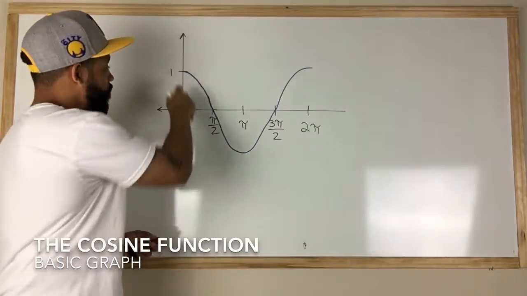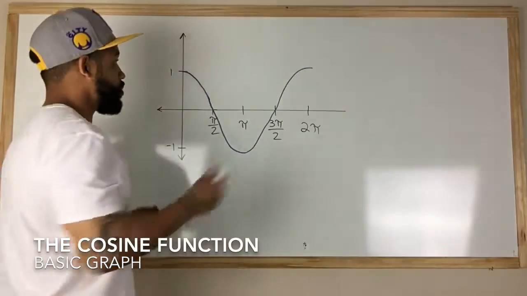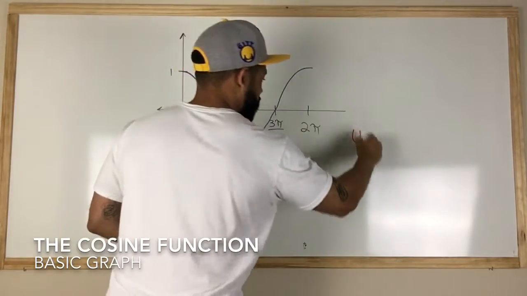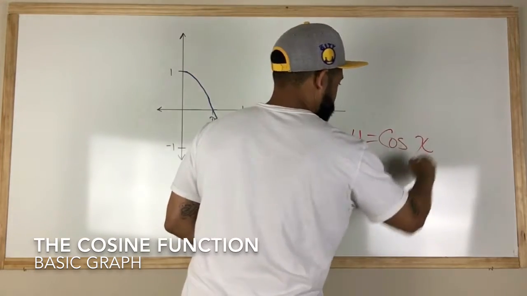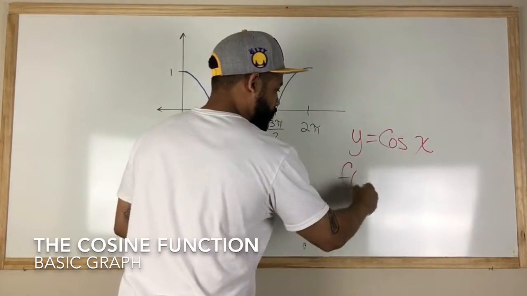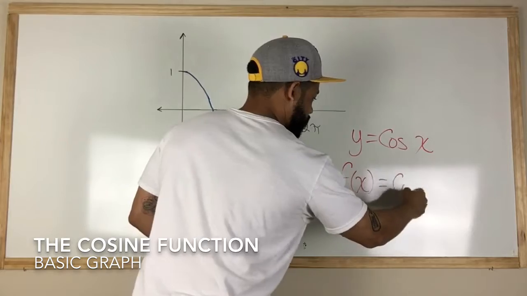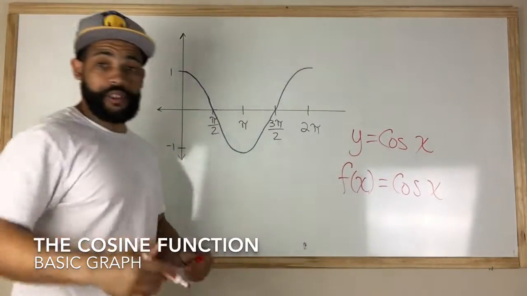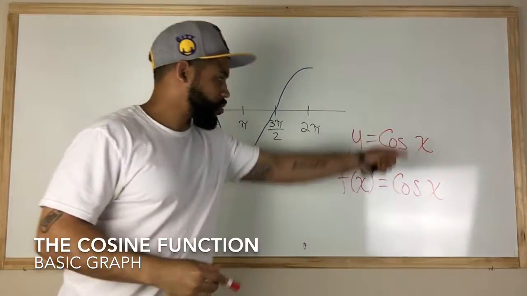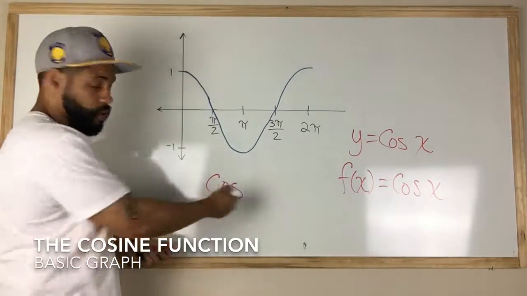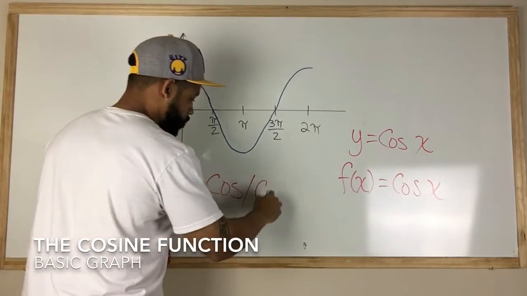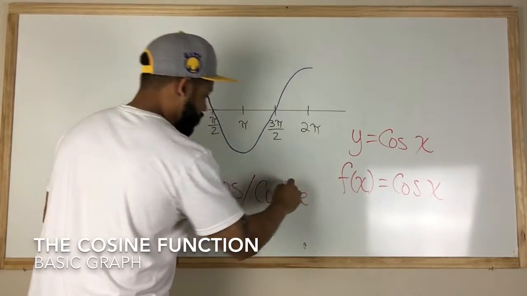So the beginning of a wavelength of the cosine function, so we say y equals cosine of x, or we can do in function notation f of x equals cosine of x. So this is the way it looks, y equals cosine x. So you might see cos or the full word cosine, okay?